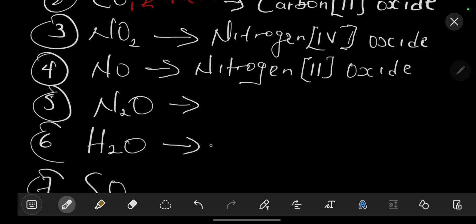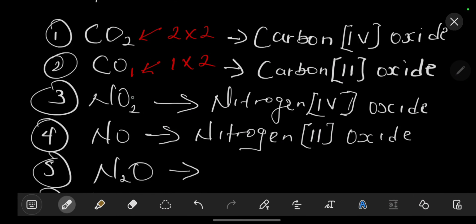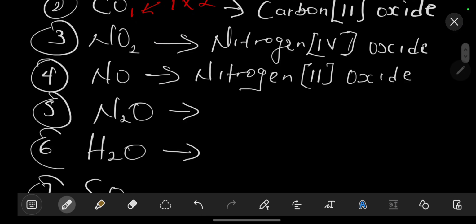So be careful. But this number 5, we have the 2 attached to the first element, unlike the previous ones where the 2 was attached to the last element being oxygen. But in this case, the 2 is attached to nitrogen. So we're not going to use this 2 to multiply. In this case, we're going to use something called a special name which we give them.